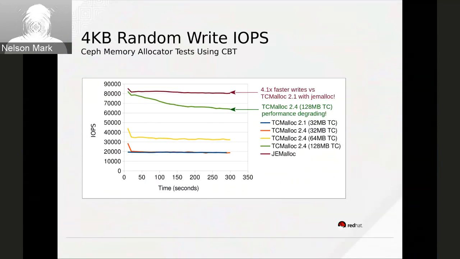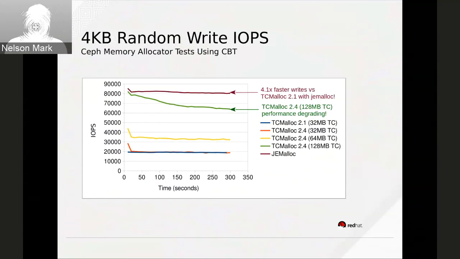When we switch to the newer version of tcmalloc with 128 megabytes of thread cache, it starts out really good. We're about 4 times faster, but it degrades over time. We see it kind of trailing off and ending up somewhere around maybe 64,000 IOPS, which is still much better than it is with the current default tcmalloc, but it's kind of concerning. We don't know with very, very long running tests how much it may degrade. It looks like it's maybe leveling off, but that is still pretty concerning.